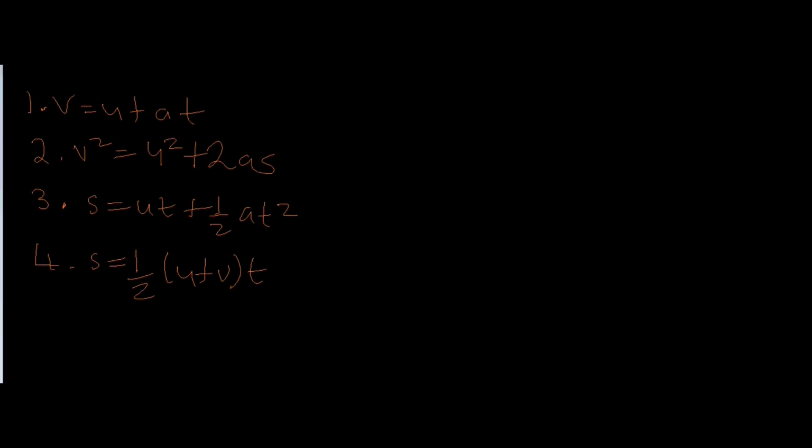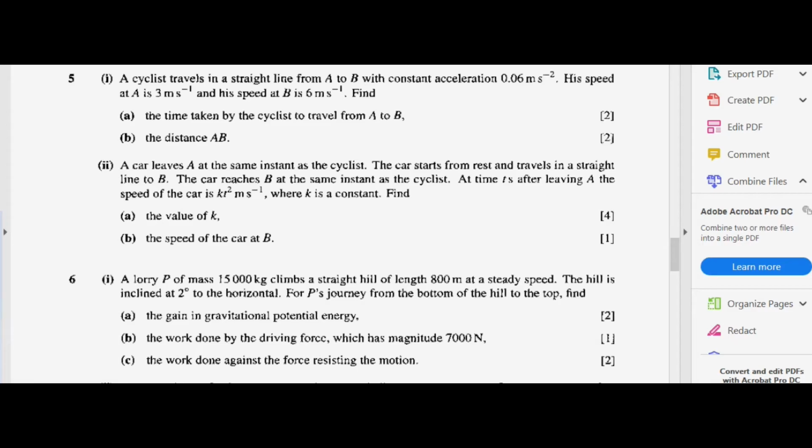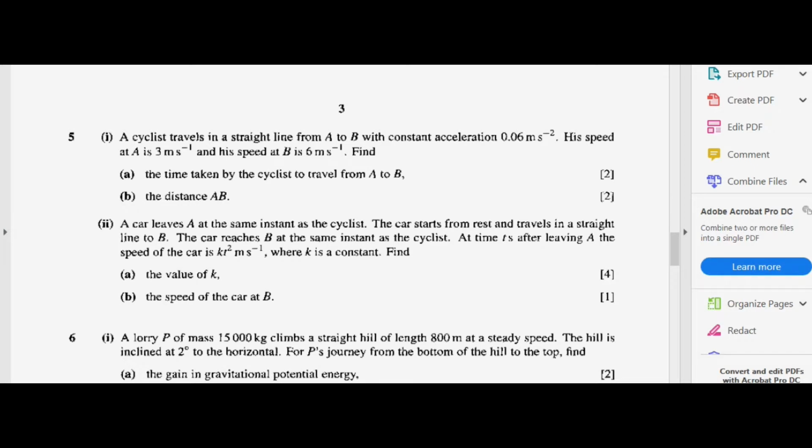So in today's video I'm going to be doing an example problem on motion of an object with a constant acceleration. A cyclist travels in a straight line from A to B with constant acceleration, 0.06 meters per second squared. His speed at A is 3 meters per second and his speed at B is 6 meters per second. Find the time taken by the cyclist to travel from A to B.